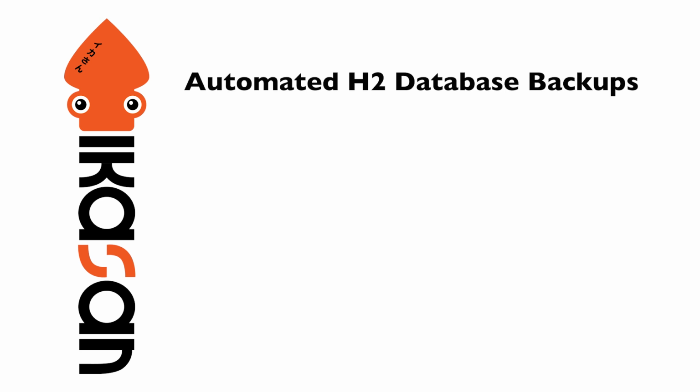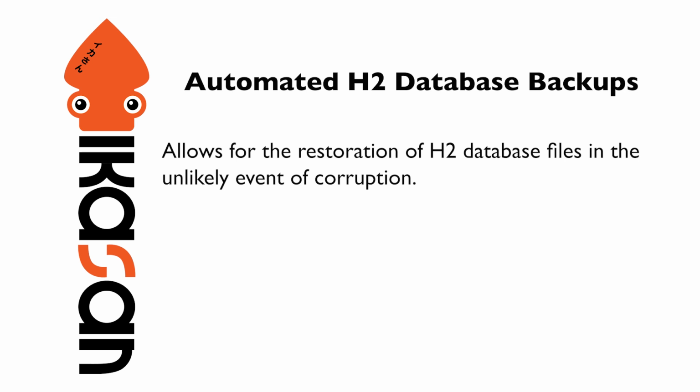An important new feature of Ikasan 4 is the automated backup of H2 databases. It is possible to configure an Ikasan integration module to take regular backups of its H2 database, rather than relying on other infrastructure-based backup solutions. This allows for the restoration of the H2 database file in the unlikely event that the database becomes corrupted. A H2 database backup is also initiated when an Ikasan integration module is shut down.